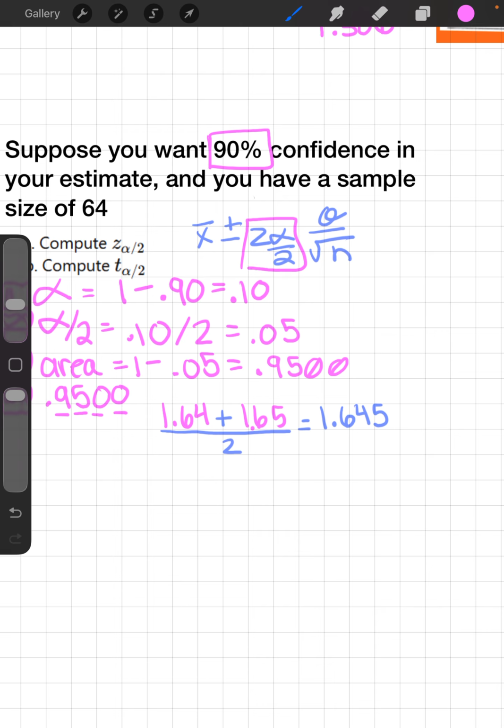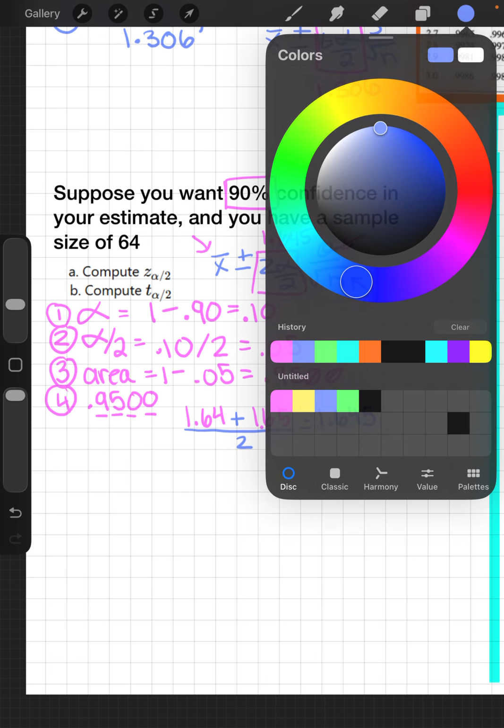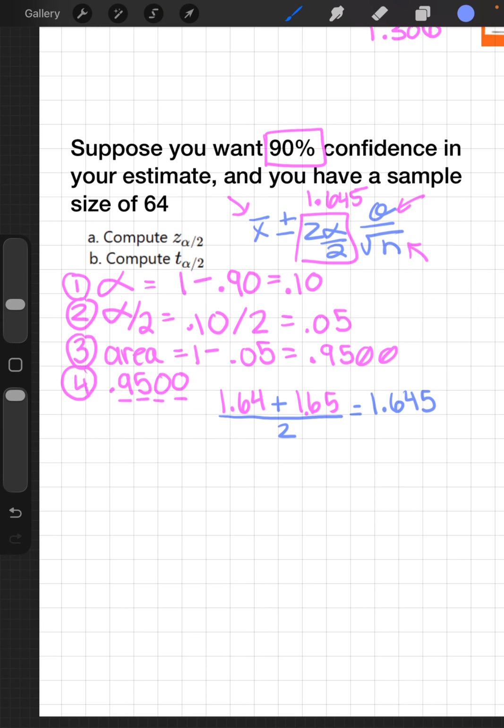So right here, I'm going to type in 1.645. And normally these are given to you already. You just need to know which one is which. Okay. And then I'm going to find the t.